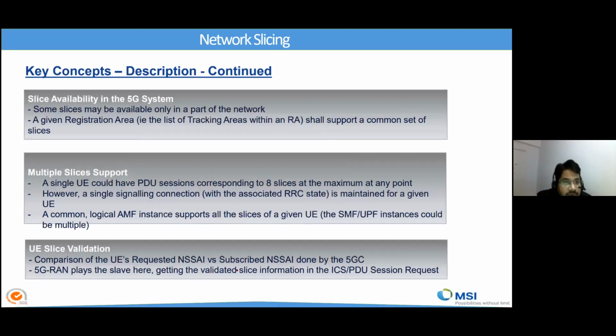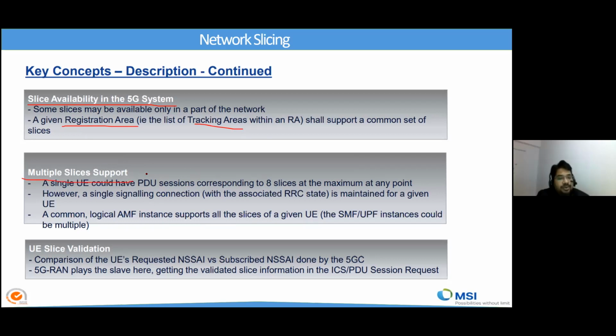In a similar way, there is the slice availability in the 5G system. If there are slices available on a particular registration area or tracking area, or if the slice is available throughout the network, this will be identified here.